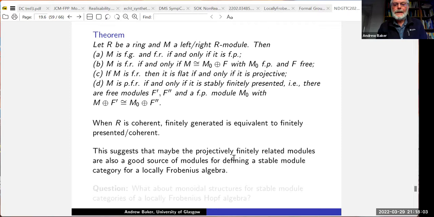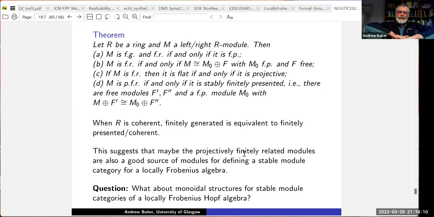Okay, but it still suffers from this problem. There's no obvious monoidal structure. And as far as I can see, it's still a problem, because even if you tensor coherent modules, you don't get projectively finitely related results. So it's not obvious to me that this solves that problem.